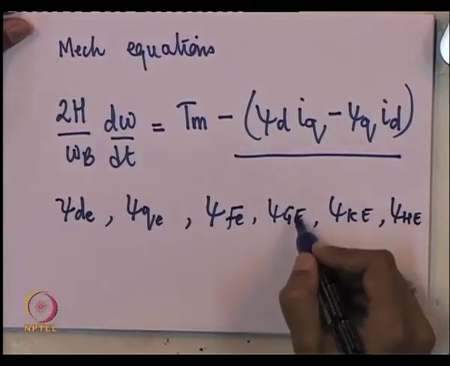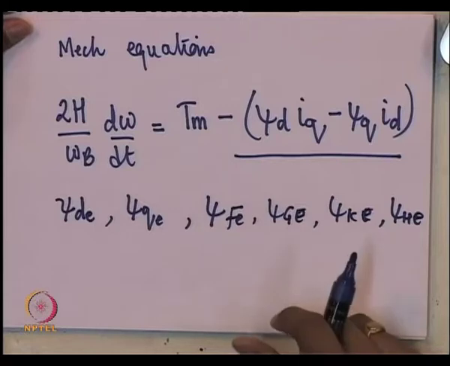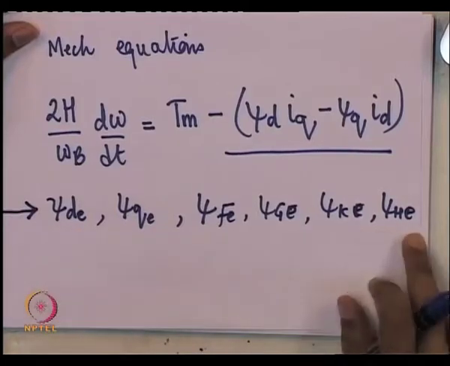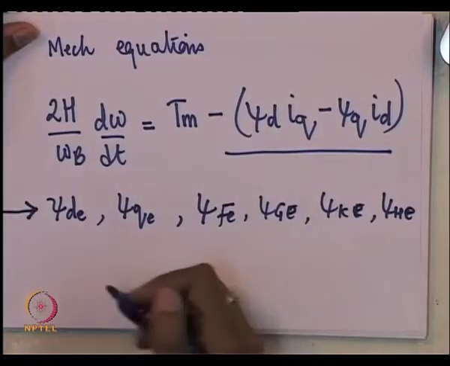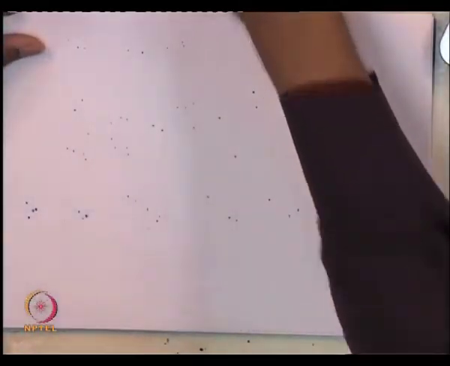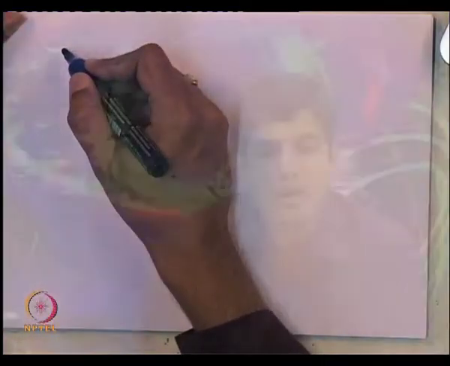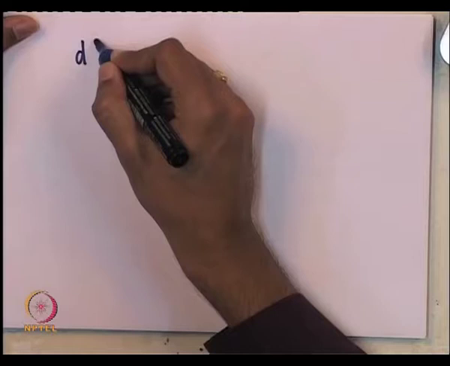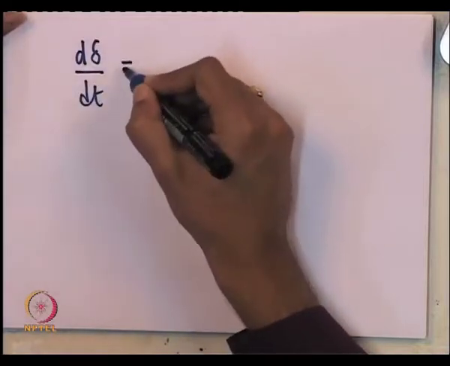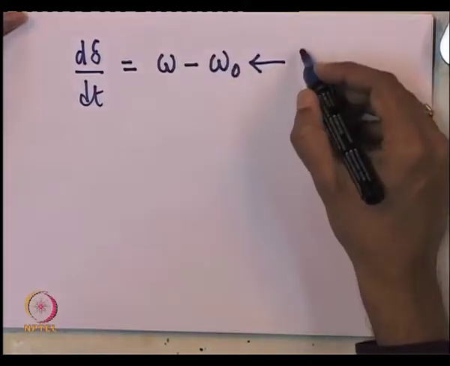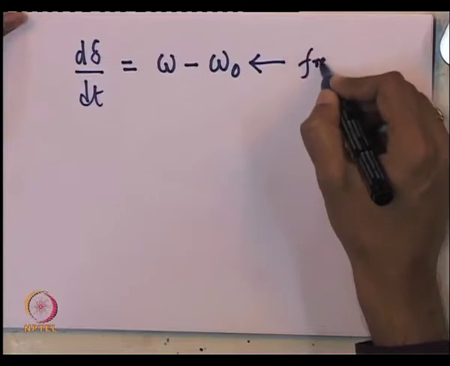Okay. So, these are the equilibrium points. Okay. So, this E here is denoting equilibria. Okay. So, this is the equilibrium value of these states. Okay. So, if you rewrite these equations again, if your speed, the equilibrium speed of a synchronous machine connected to an infinite bus is, well, if you look at d delta by dt, it is nothing but omega minus omega 0. This is the frequency of the infinite bus. Okay.